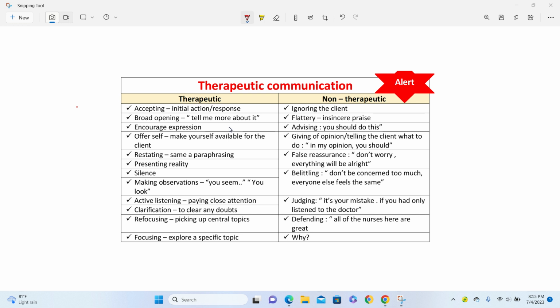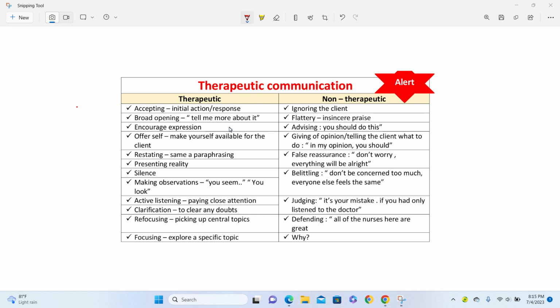Restating, the same as paraphrasing. What the client is saying, we should restate. For example, the client is saying, I'm having this pain. Oh, fine, you are having pain in the right lower leg. Could you please explain it further? Or could you tell me what is happening? We should say that, the same paraphrasing. We should not say to the patient, oh, it's okay, that will be fine, or, oh, it's okay, it will be gone soon after taking the medicine.